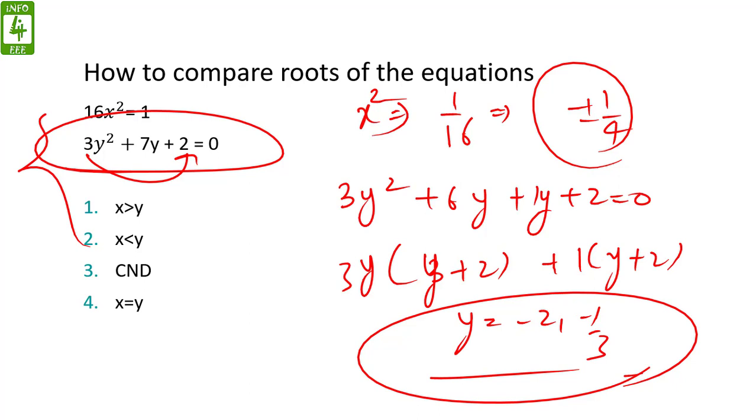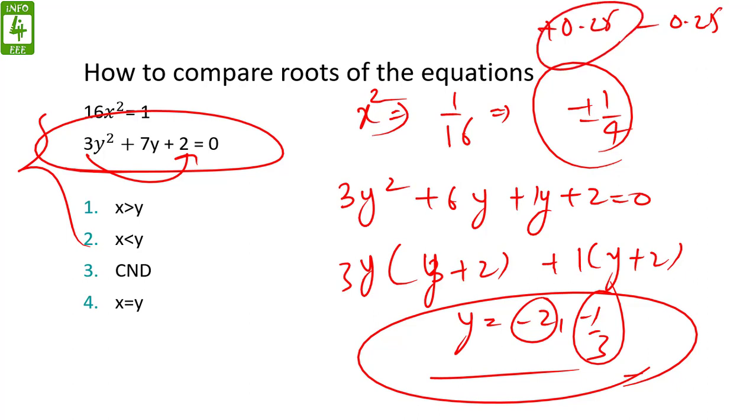This is the value of y. Now you need to compare this value with this one. So this is 0.25 and minus 0.25. 0.25 is obviously greater than this, and minus 0.25 is again greater than this. So the answer will be x is greater than y. So similarly, you can solve this type of question.